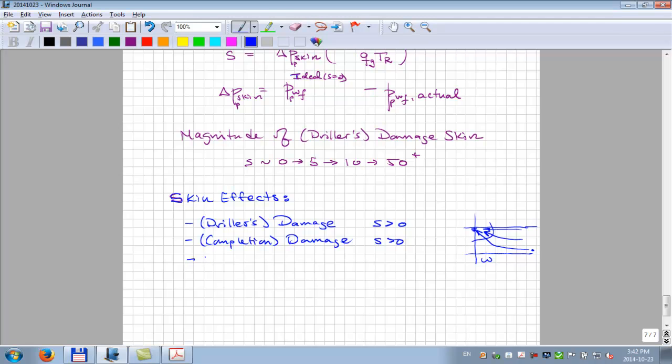So you can have flow geometry damage. Now these can be large. These can go up to 10 to 100. This flow geometry damage is typically not more than maybe 1 to 10 at the most. 10 is a big effect, but okay.